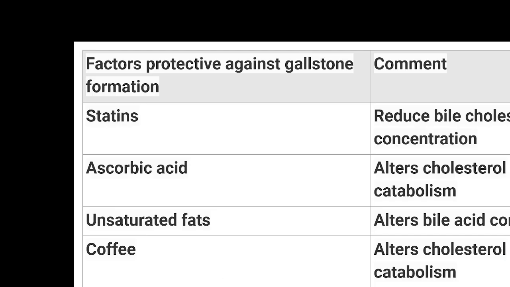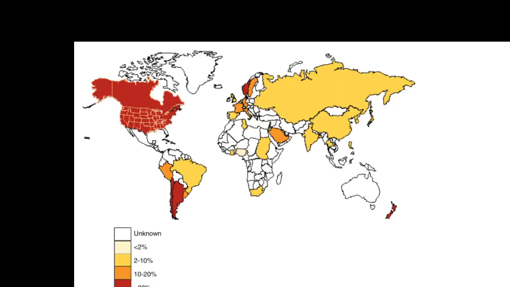Now, the factors which prevent gallstone formation, as per the current understanding of the physiology: statins are considered to be beneficial in preventing gallstones. Ascorbic acid also is known to prevent gallstones, and unsaturated fats, and coffee is considered to be one of the substances which can reduce the incidence of gallstones. Vegetable proteins and nuts also reduce the chances of gallstones. These are the known factors.